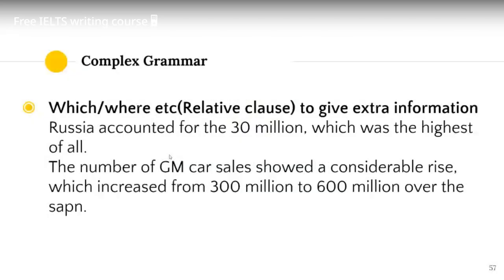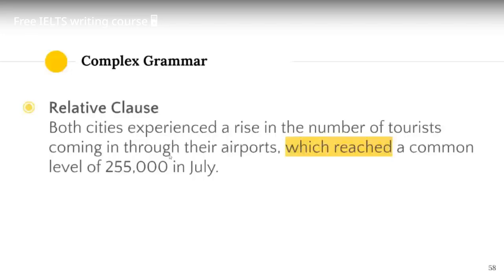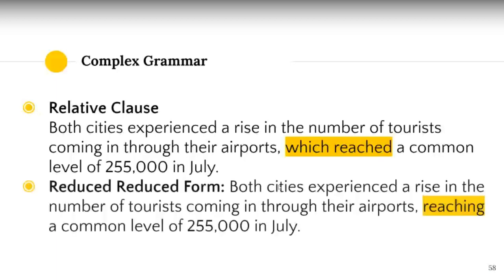Now we'll talk about the reduced relative clause, also called a participle clause. As you can see here, it says which reached. But instead of saying that, you can say reaching. So which reached is changed into reaching, which is called a reduced relative clause. It's also called a present participle clause. You just omit which, and reached will change into reaching, the verb plus ing.